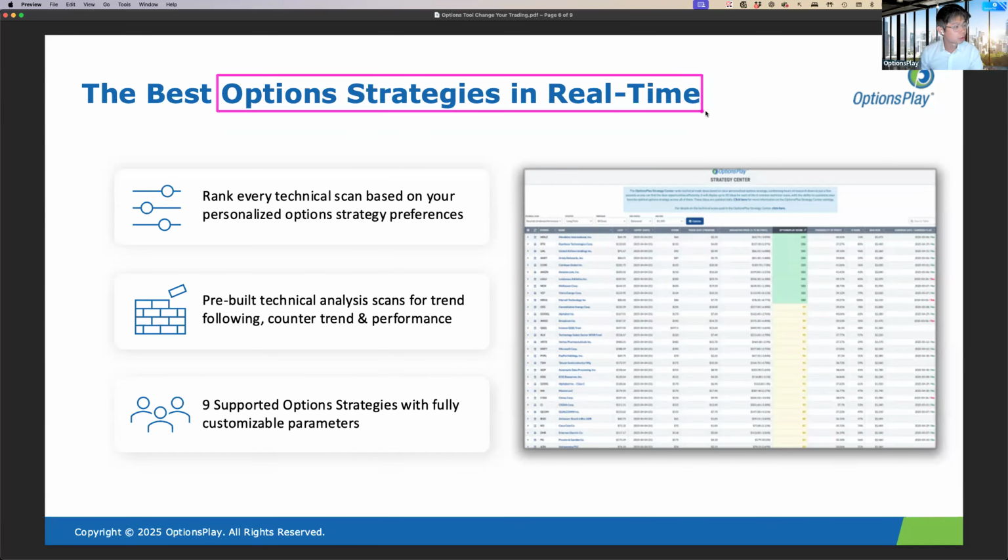So the best way to think about the strategy center is to think about option strategies in real time that are fully personalized to each individual user's preferences for strategies, as well as your preferences within each individual strategy. So let's talk through what the steps are for an options trader to come from idea all the way through execution of an option strategy. I'll just quickly walk you through at a very high level.